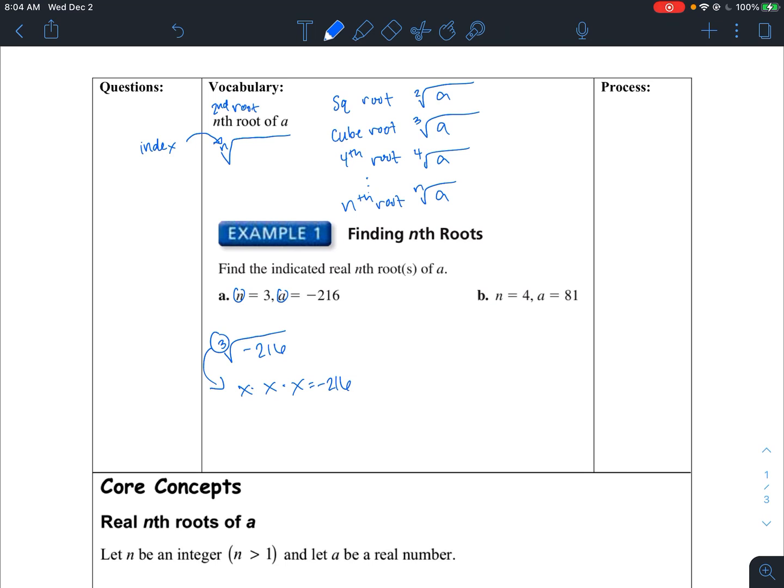So we could try 8. We could do 8 times 8 times 8 in a calculator. That's too big. We could try 7. 7 times 7 times 7. That's still too big. 6 times 6 times 6 is 216. So I know 6 multiplied by itself 3 times is equal to 216, but if I need it to be negative 216, then I have to make all these negative. So that's going to equal negative 216. So the cube root of negative 216 is negative 6. That would be the answer.